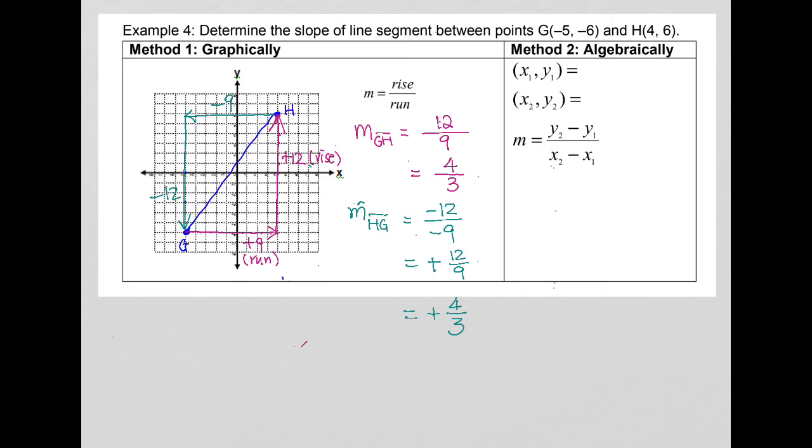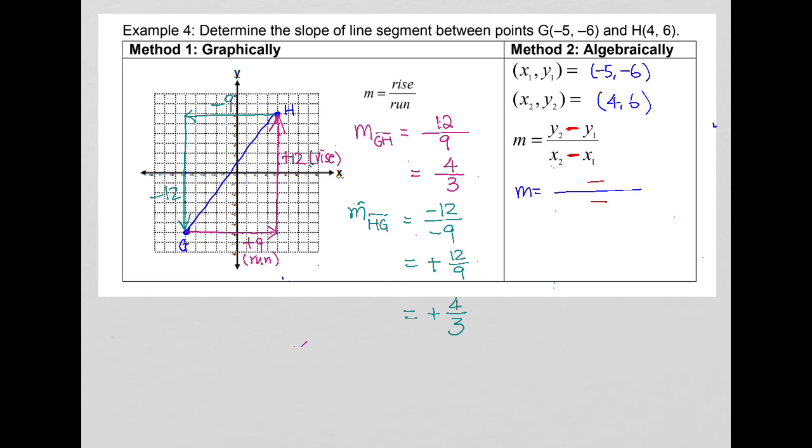And let's do this calculation again, but this time we're going to do it algebraically. If we do it algebraically, you have to decide which point is your first point. So I'm going to say G is going to be the first point, negative 5 and negative 6. H is 4 and 6. Let's use a formula. Slope equals, it's always the difference between the y and the difference between the x. So the negative sign is actually from the formula.